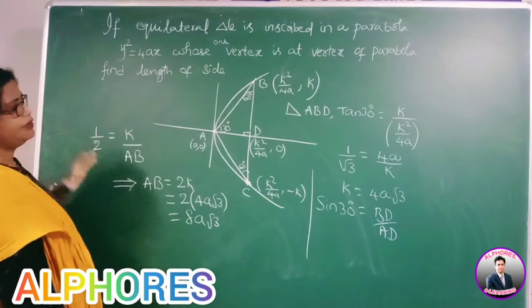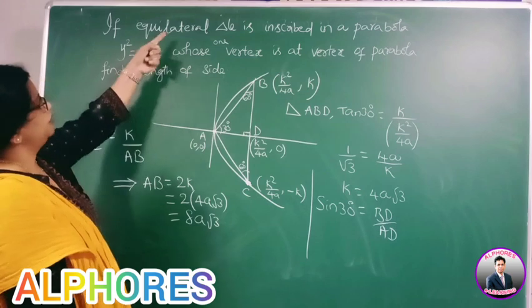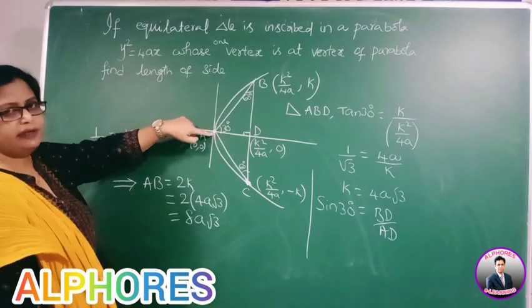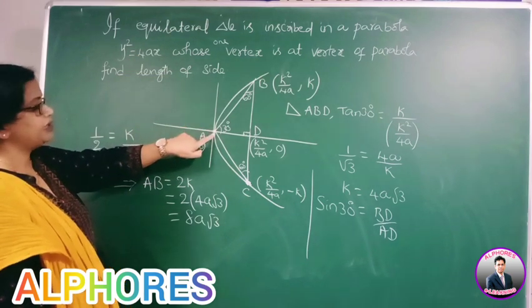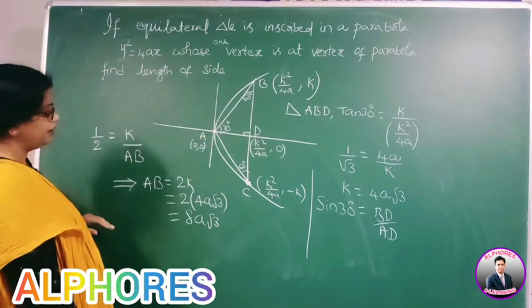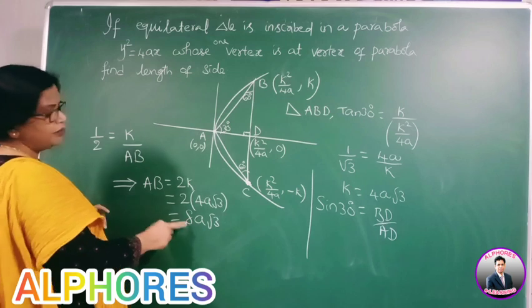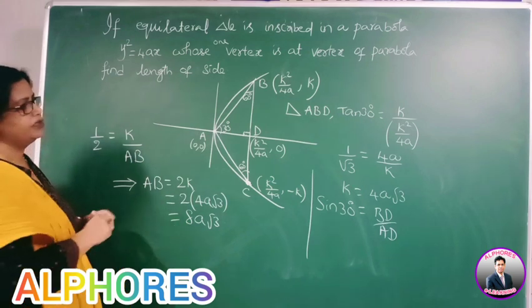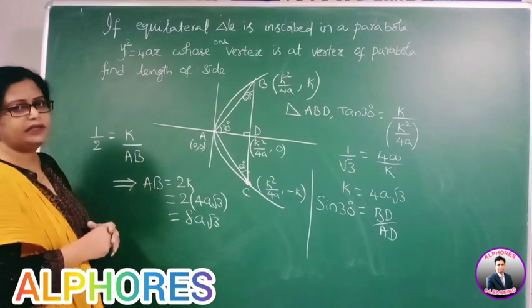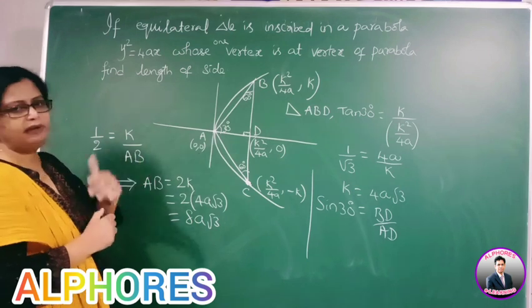So in this way you can find, whenever one of the vertices of the equilateral triangle is exactly at the vertex of the parabola, you can clearly obtain the length of the side of the equilateral triangle, which is 8a root 3. So one time we have taken sine and another time we have taken the tan value.